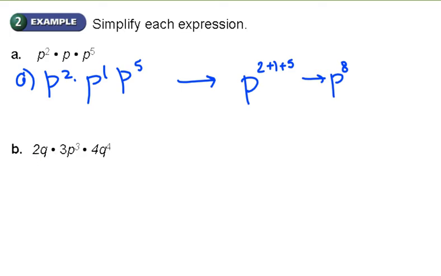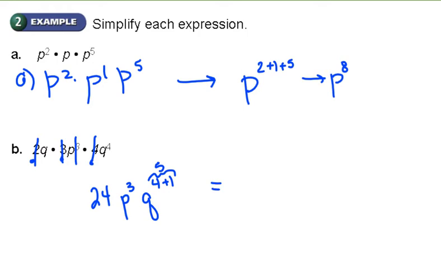All right, here we want to multiply the like factors first. 2 times 3 is 6. 6 times 4 is 24. All right, so we've addressed the numeric part of this. P cubed, got him, and then q to the 1st and q to the 4th. So q is going to be 4 plus 1, which is obviously 5. So now we have 24 p cubed q to the 5th.